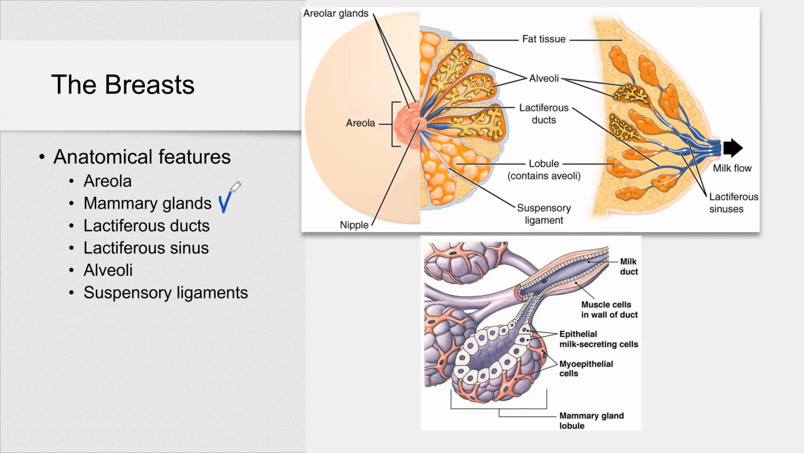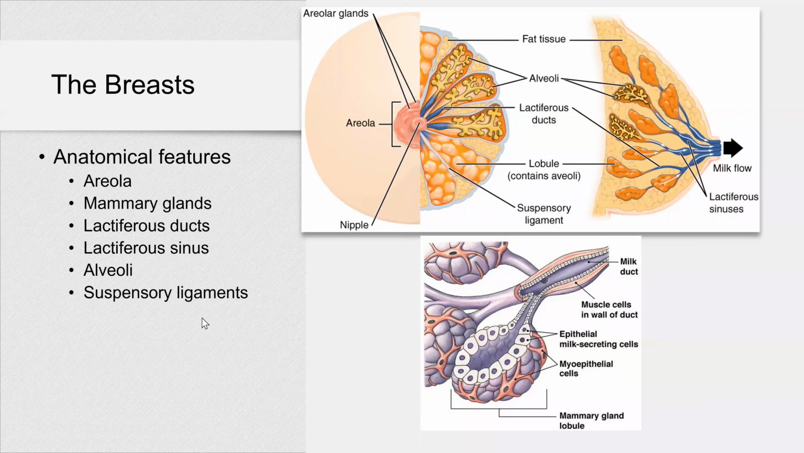It depends more on fat tissue than on the amount of those alveoli, or mammary glands. Even a female with a small breast might have a large amount of alveoli and secrete a great amount of milk. How large the breast is mostly depends on the fat tissue.